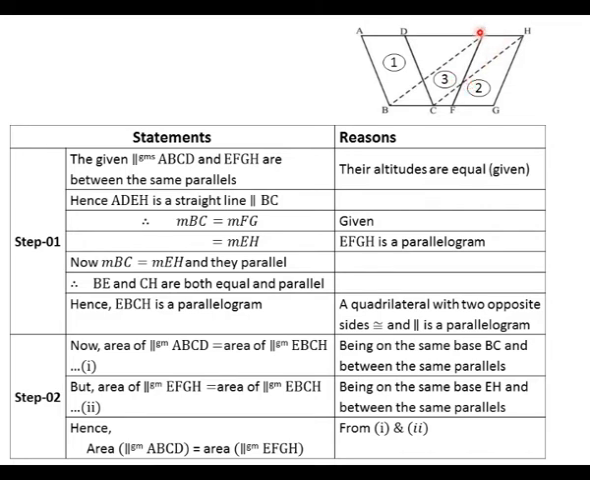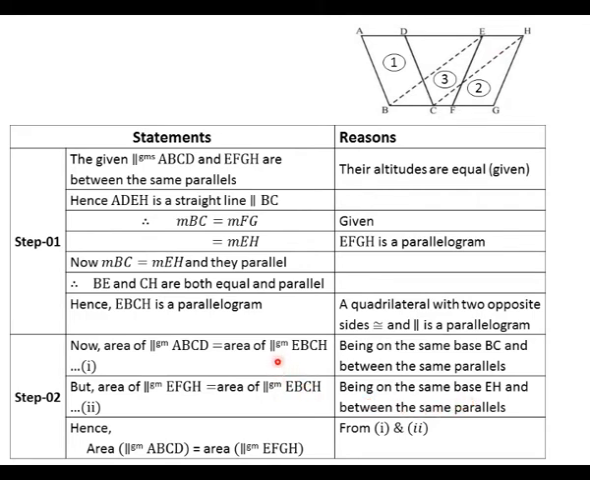Now if we look at figure 3 and figure 2, this EH is the common base. This is parallelogram EBCH and the second one is EFGH. In both these parallelograms, EH is the same base. So again, by theorem 16.1.1, the area of parallelogram EFGH is equal to the area of parallelogram EBCH, and the reason is the same: being on the same base EH and between the same parallels.